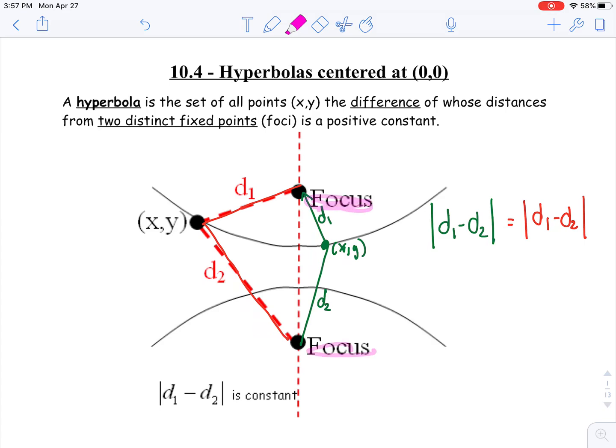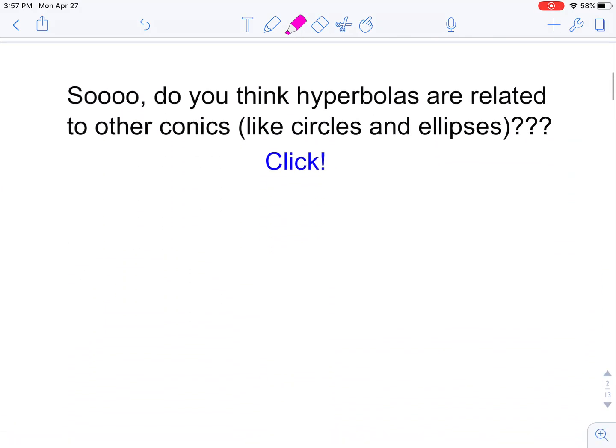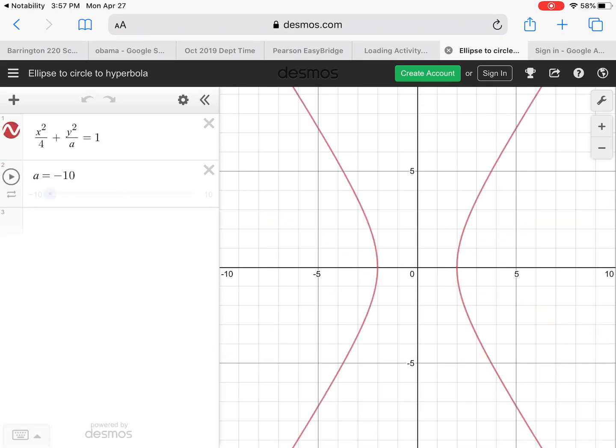Now, right away, you can start to see there are a few things that are similar here. We are going to be talking about focal points when we're talking about these hyperbolas. We are going to be looking at some of these different distances. But to give you an idea of some of the relationships, hyperbolas are actually very directly related to those ellipses that we saw last week, as well as circles that we saw before. So I wanted to give you a quick little demonstration of these hyperbolas and talk a little bit about some of the things you might notice.